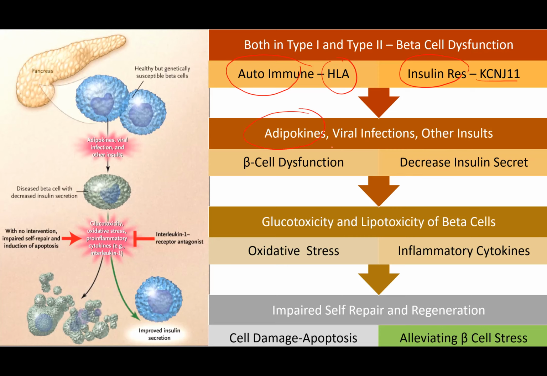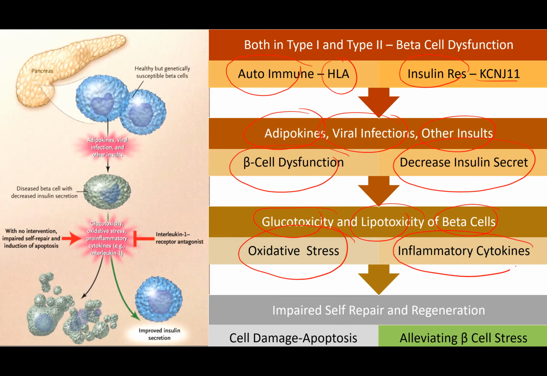Adipokines, cytokines, viral infections, other insults, beta cell dysfunction, decreased insulin secretion, glucotoxicity, lipotoxicity on the beta cells, oxidative stress, endoplasmic stress, inflammatory cytokines, impaired self-repair. You know the beta cell mass is replication minus the apoptosis. New cells formed is now disrupted and cell damage and apoptosis occurs. And how do I do that?